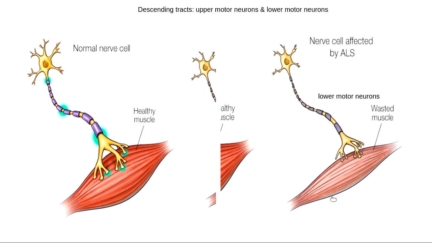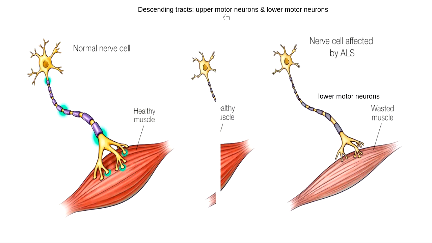Scientists knew that the muscle tissue in their patients with ALS was wasted. It wasn't as big as normal. They knew that the lower motor neurons that were sending information to, or causing the contraction of, these muscles were also kind of wasted, or smaller than normal. What they didn't know necessarily is what was also going on with the upper motor neurons.